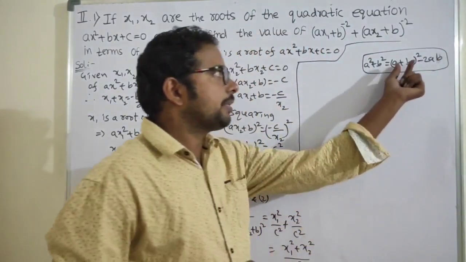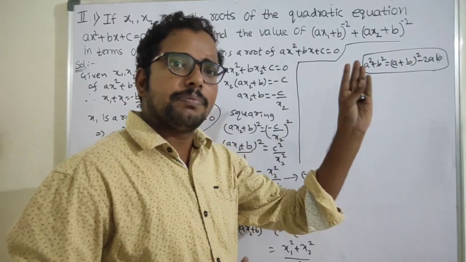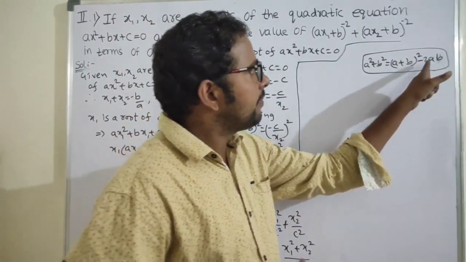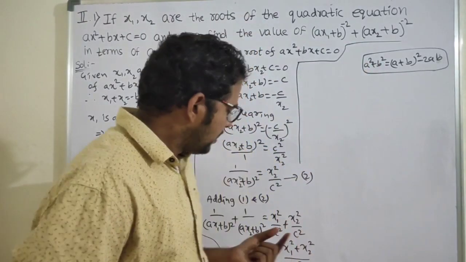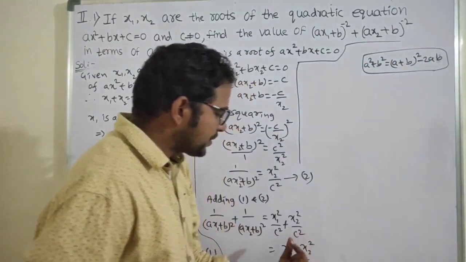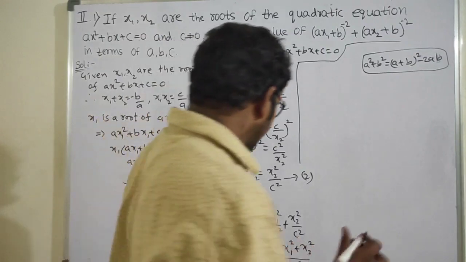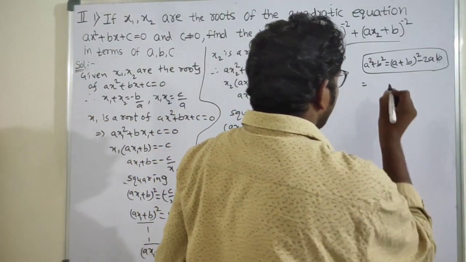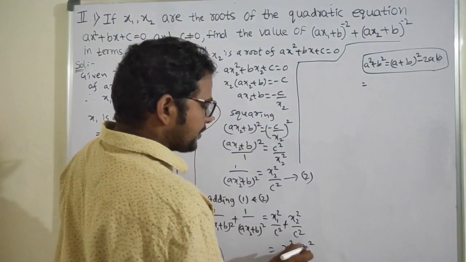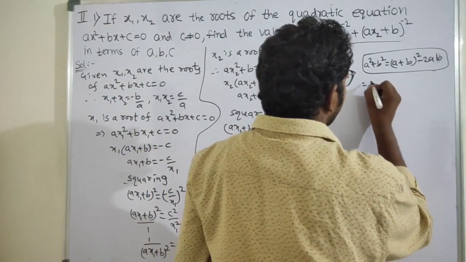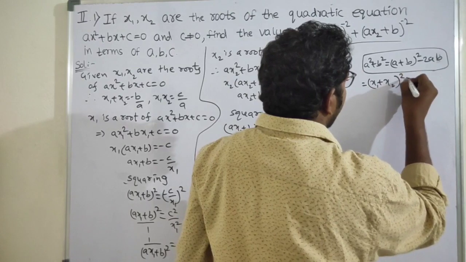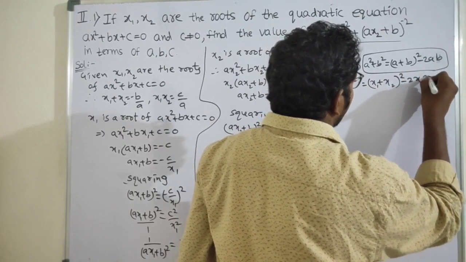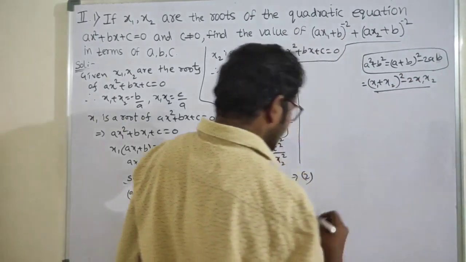If we simplify a plus b whole square, we will get a square plus b square plus 2ab. Here minus 2ab plus 2ab will get cancelled. We will get a square plus b square only. So apply this formula to x1 square plus x2 square, which equals x1 plus x2 whole square minus 2x1x2, by c square.